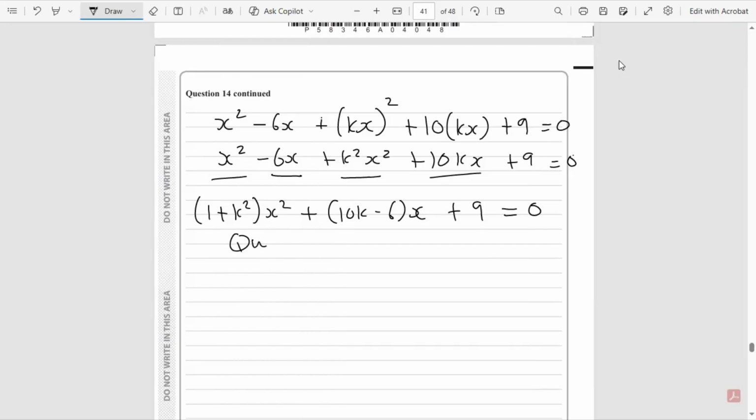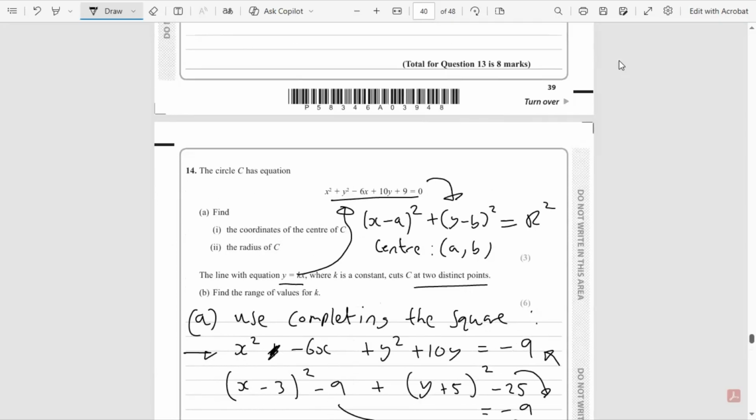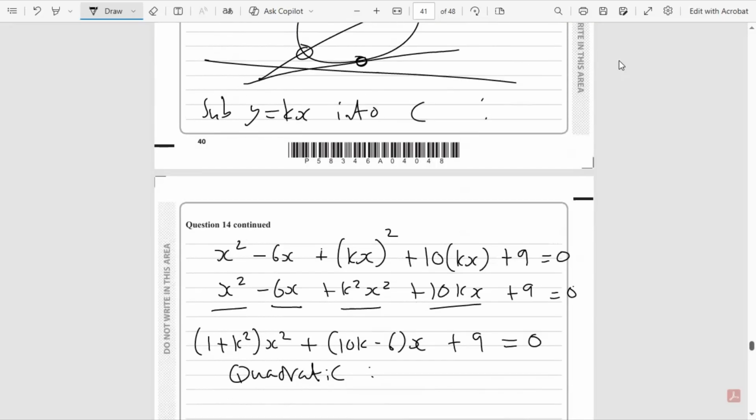Now, this is, of course, a quadratic equation. And how many solutions do we need? So again, let's just read the question again. We need there to be 2 points of intersection between the line and the circle. So therefore, there have to be 2 distinct solutions.